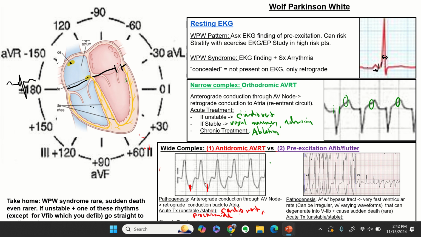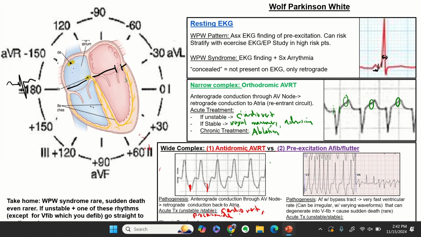The reason is that the more you block the AV node, the more their conduction wants to go down the bypass track, and the more you can precipitate arrhythmias. So these are the patients in whom you avoid AV blockers. You also avoid AV blockers in patients with pre-excitation, AFib, and aflutter. This can be one of the more dangerous manifestations of Wolff-Parkinson-White.